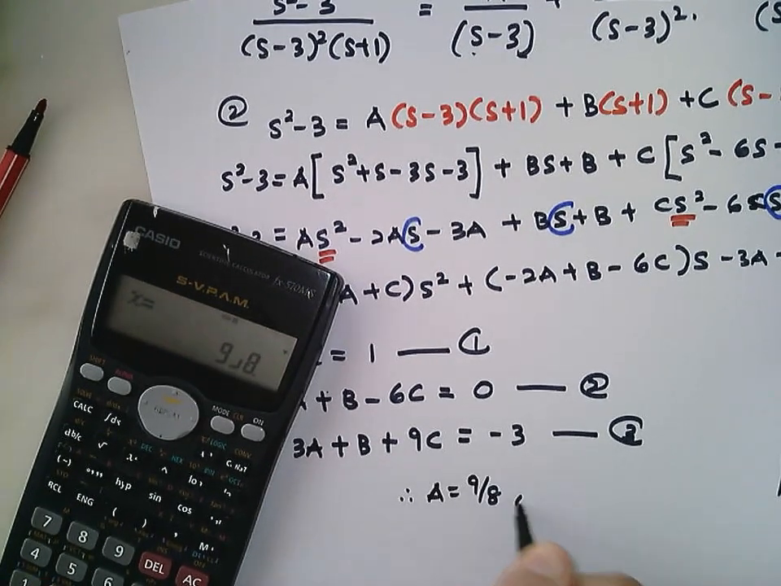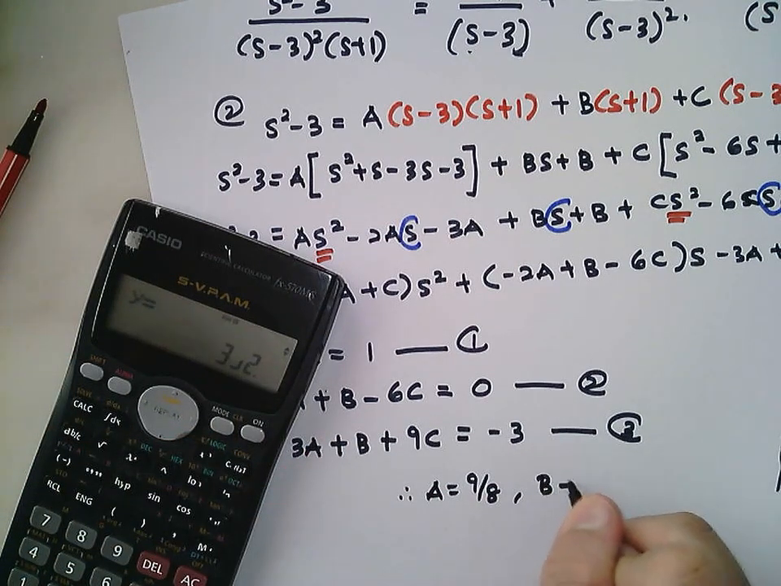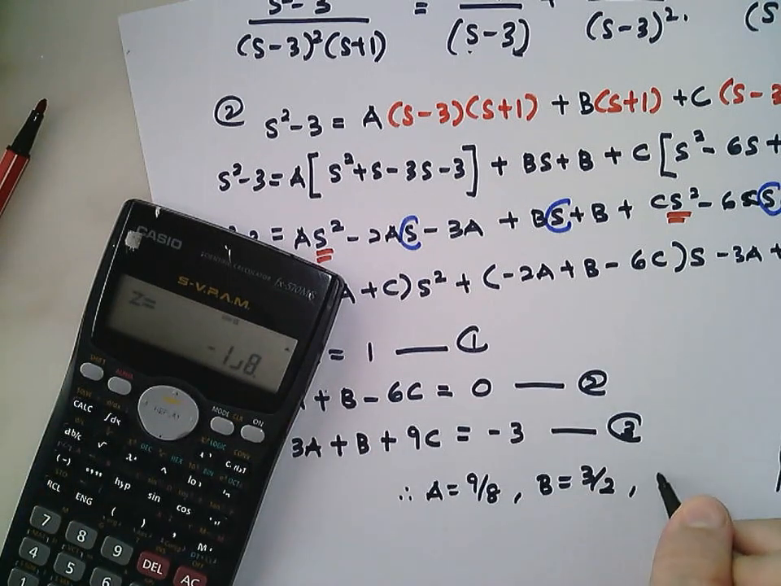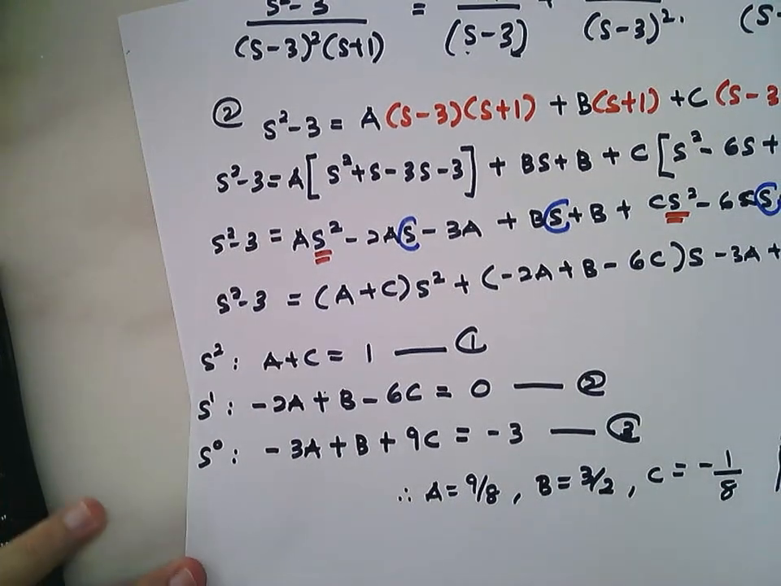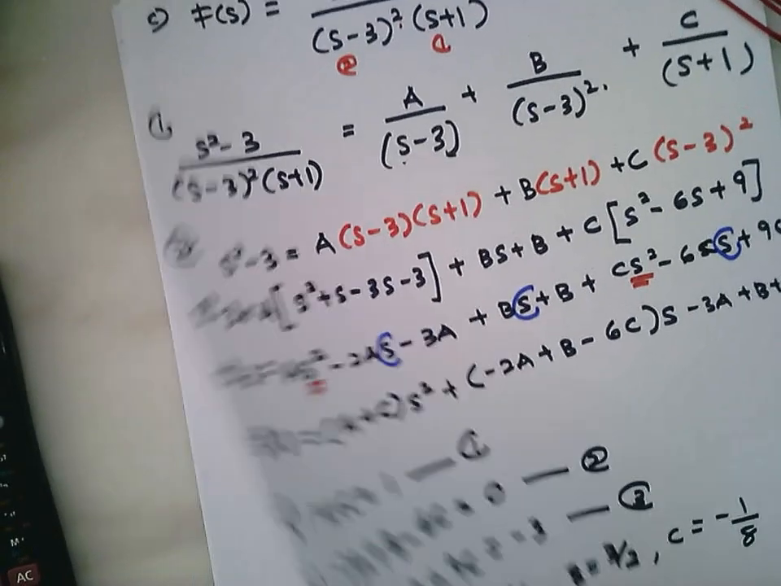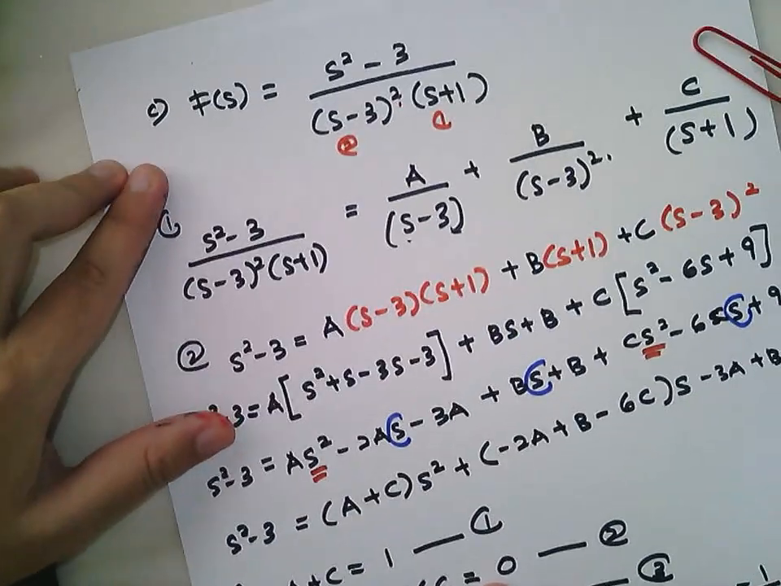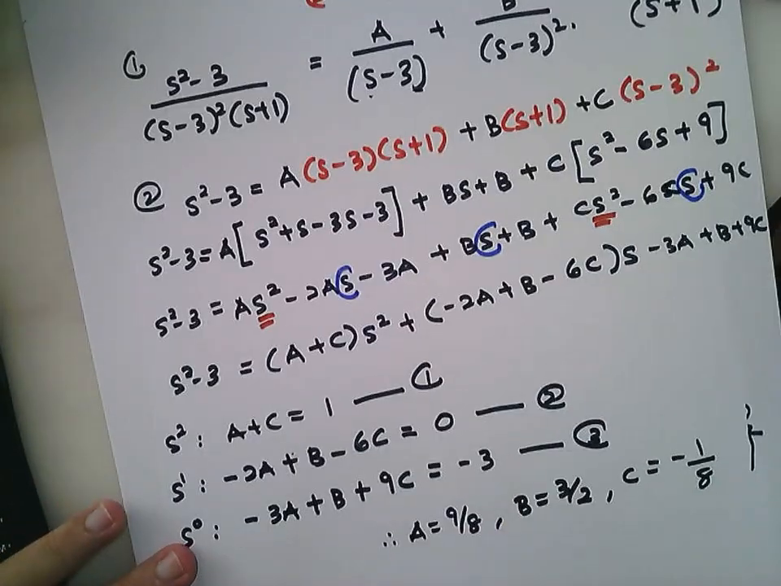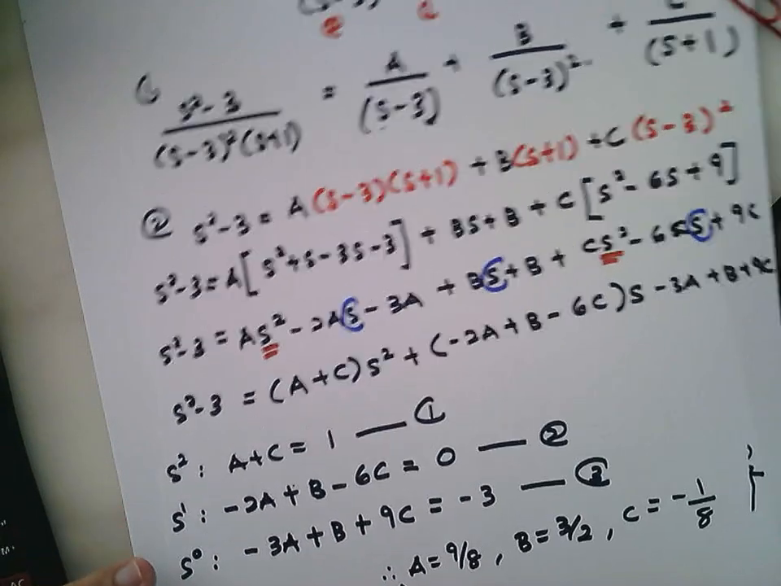So as you can see here, your a is equal to 9 over 8, your b is equal to 3 over 2, and the last one, your c is equal to negative 1 over 8. Okay, so therefore if this is your F(s), the inverse of F(s) will give you f(t). So your f(t) is equal to, the first one is a, so what is your a?